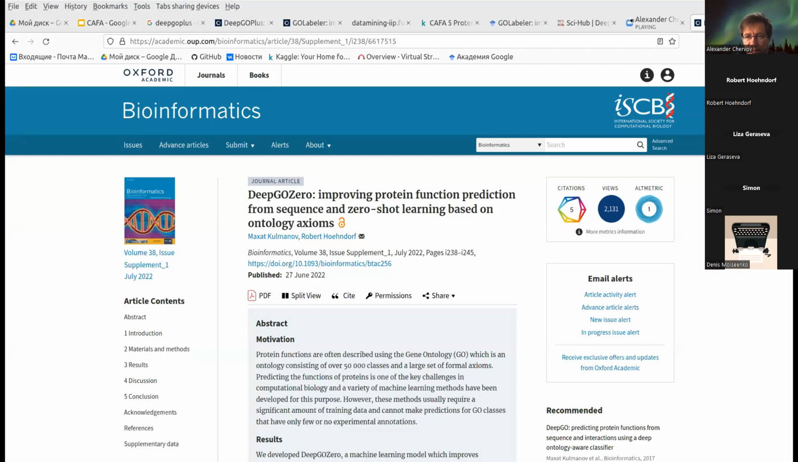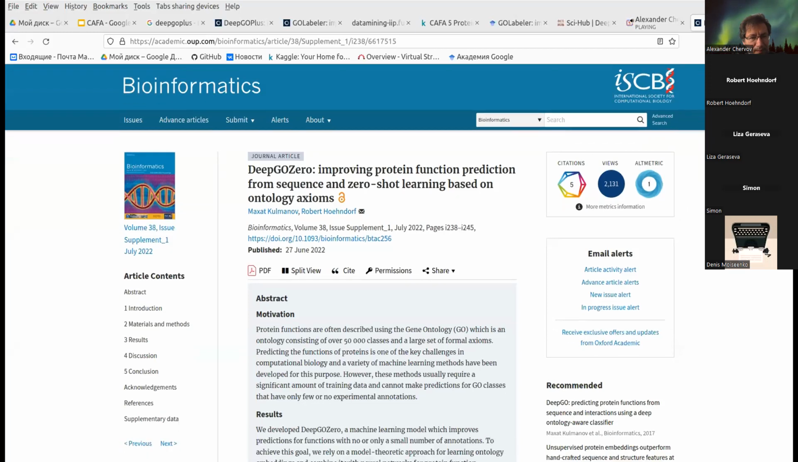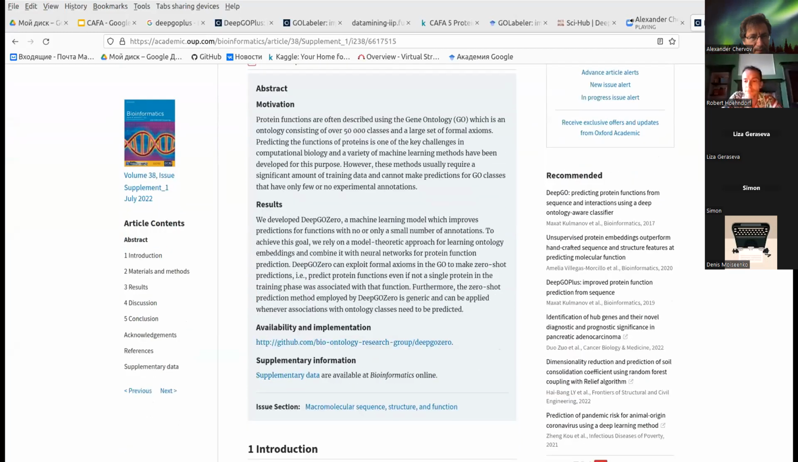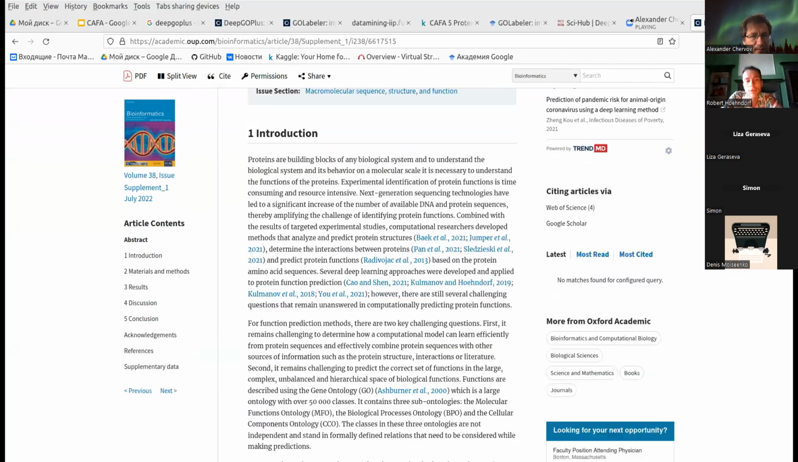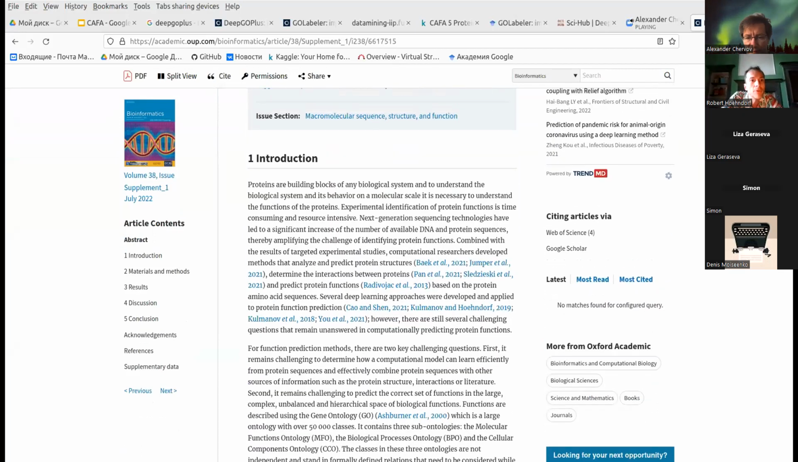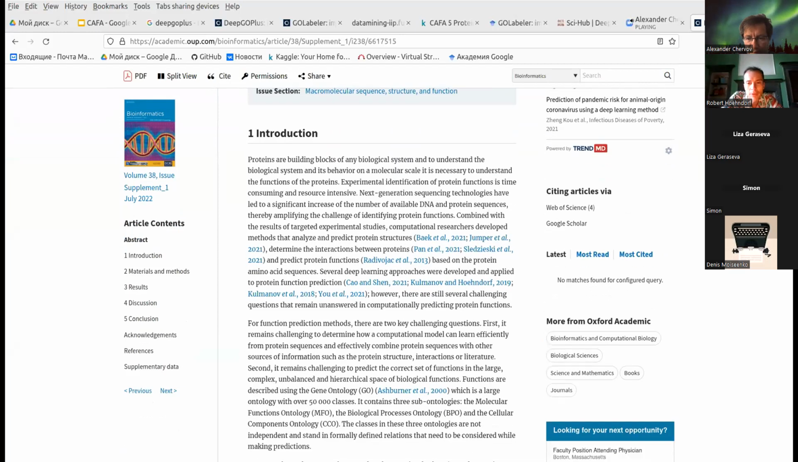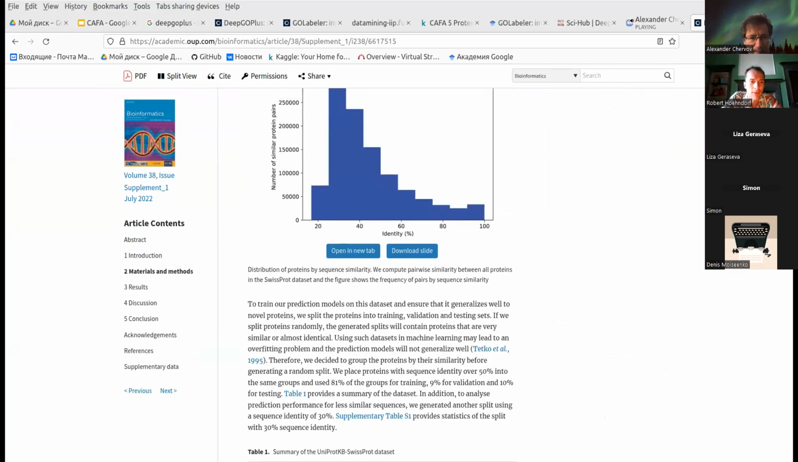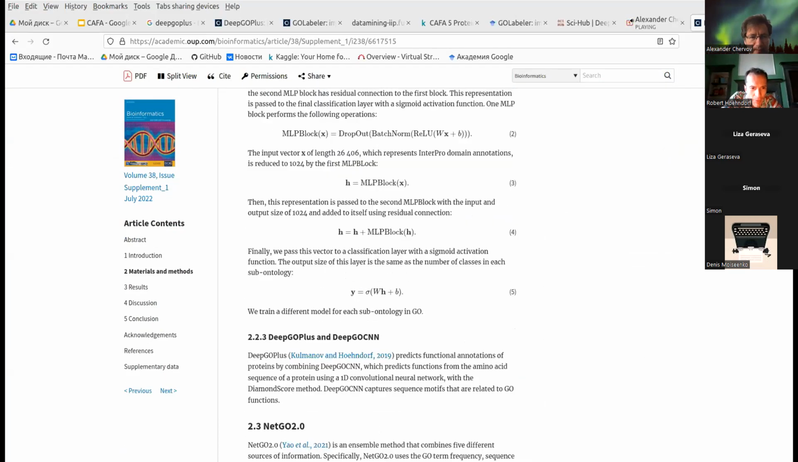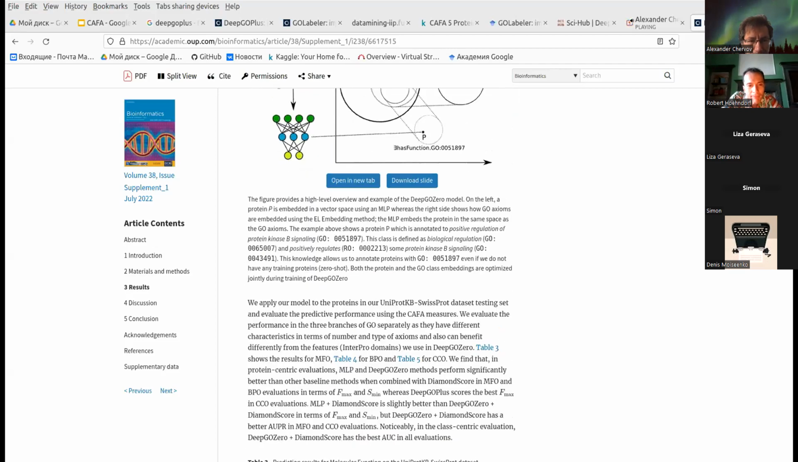Well, I would like to ask, obviously it's much better to just read the paper, but how exactly are ontological axioms used in DeepGo Zero? Is it some kind of knowledge graph embedding, or is it rather a symbolic approach? Yeah, we use a neurosymbolic approach. There's a figure, if you go a little bit down, that shows it, the one with a couple of circles in it. Maybe that's the easiest way to explain this.